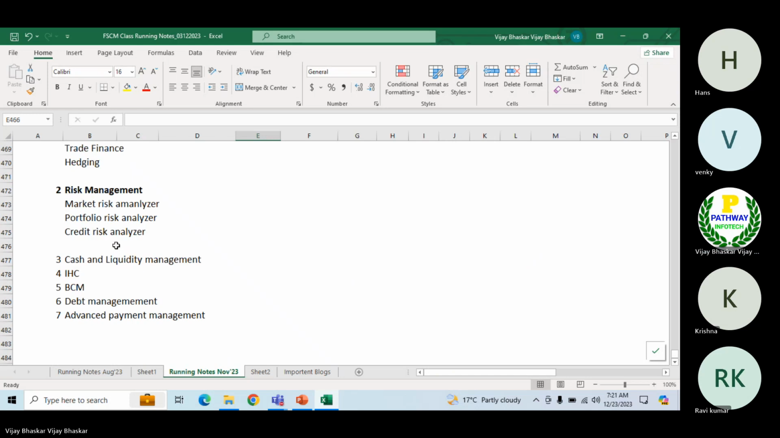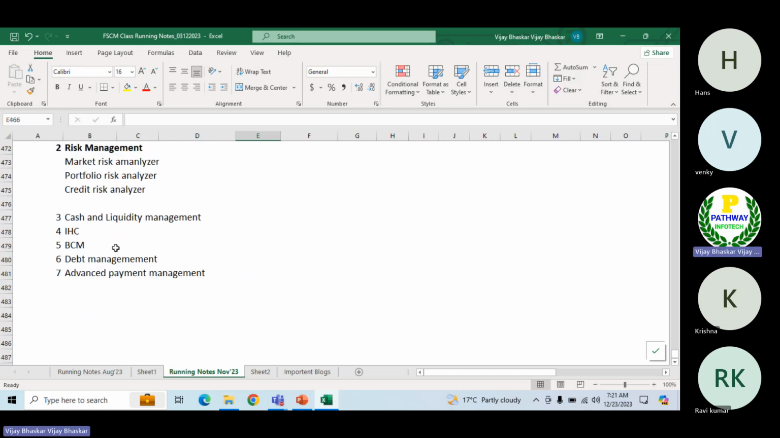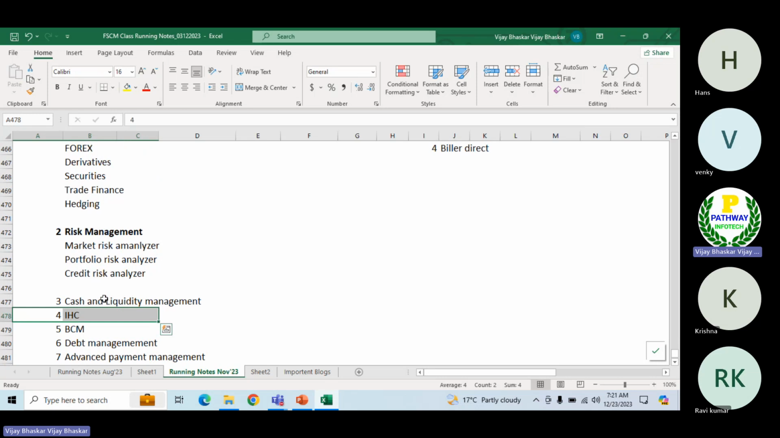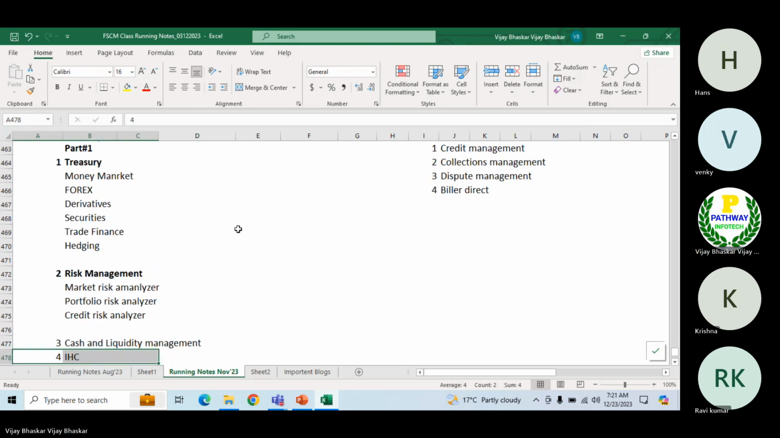Now, as we discussed, except this thing, we are going to see all other functionalities, because IHC, in-house cash management, we are not going to discuss in our sessions. Except this one, we are going to learn all other sub-components or sub-modules.